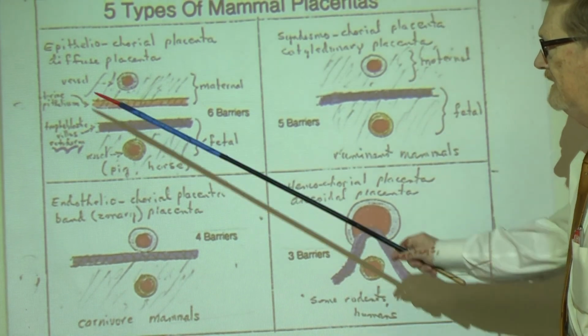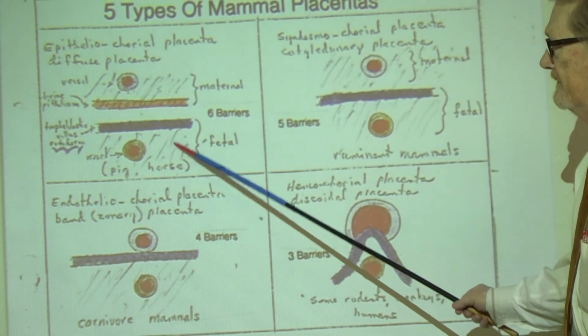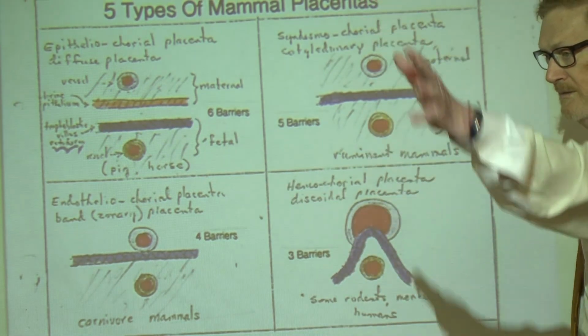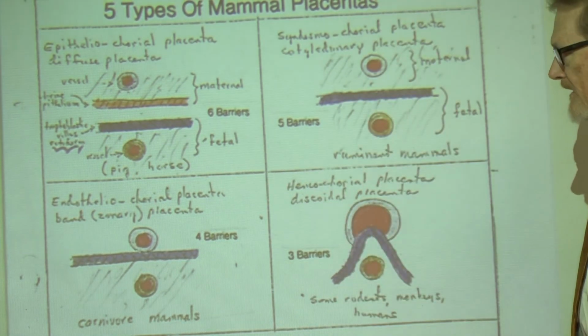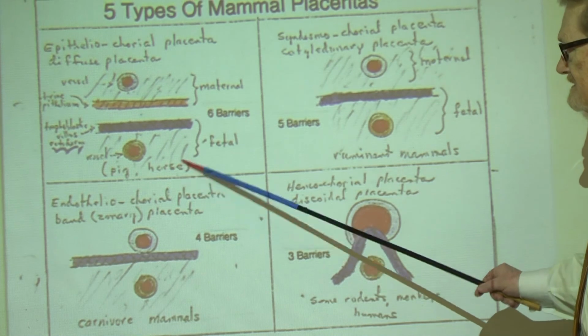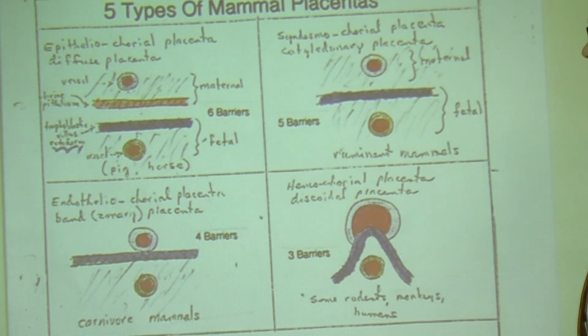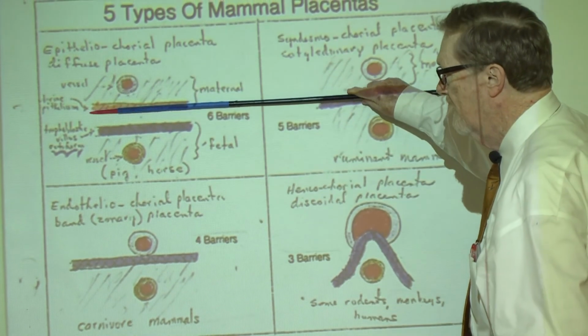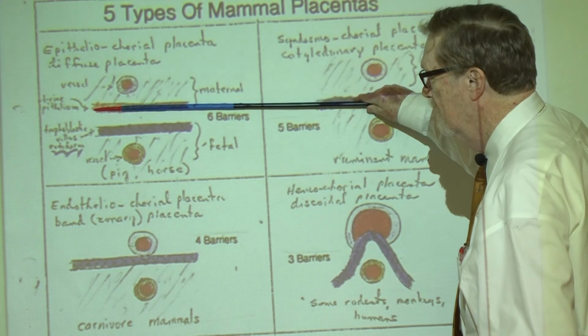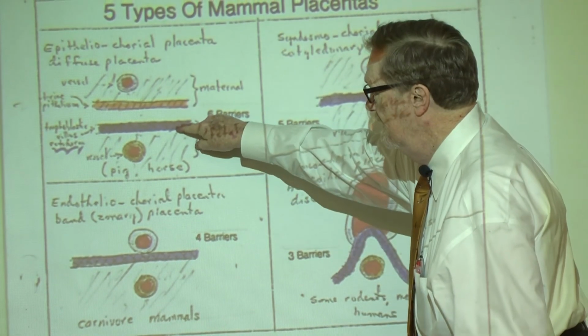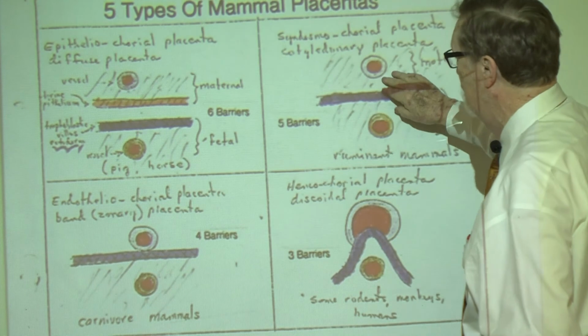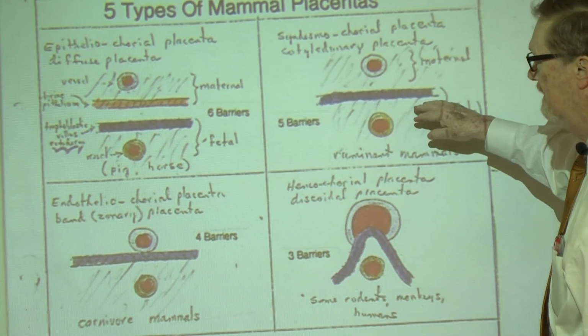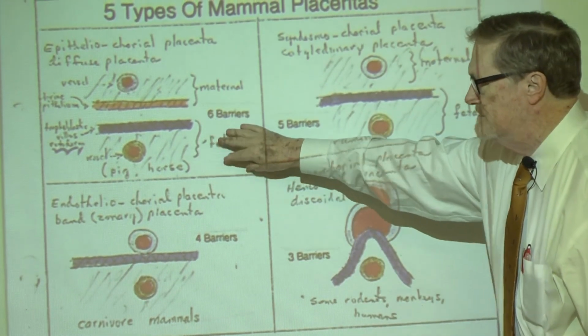Whoa, it's the epithelio-chorial. It also has diffuse villi all over the whole surface. It's in pigs and horses. Get rid of this barrier right here, so that this is pressing up against this. And that's what we've got, the second barrier right here. That's 6 barriers to transplantation.